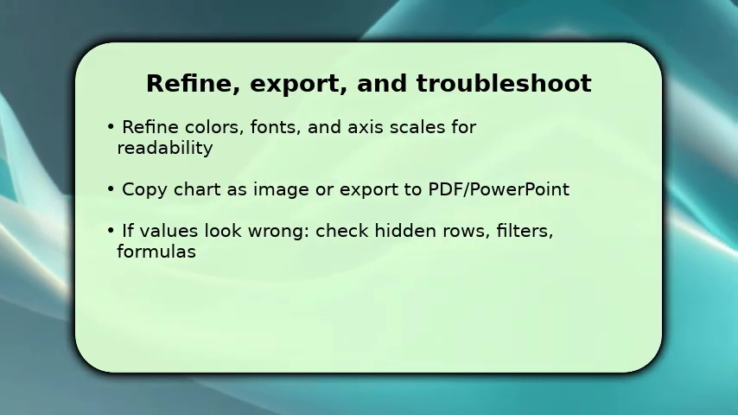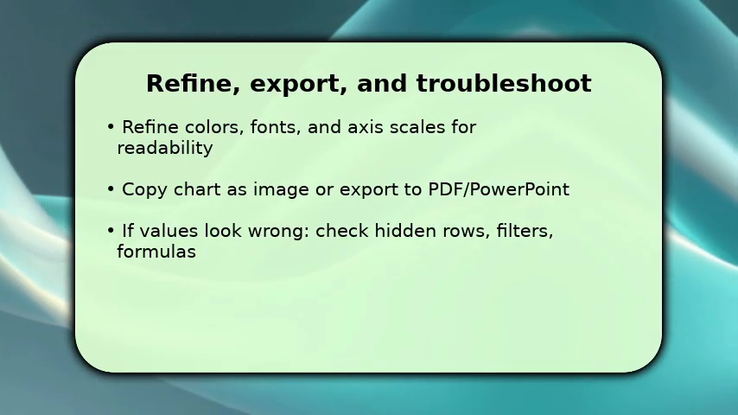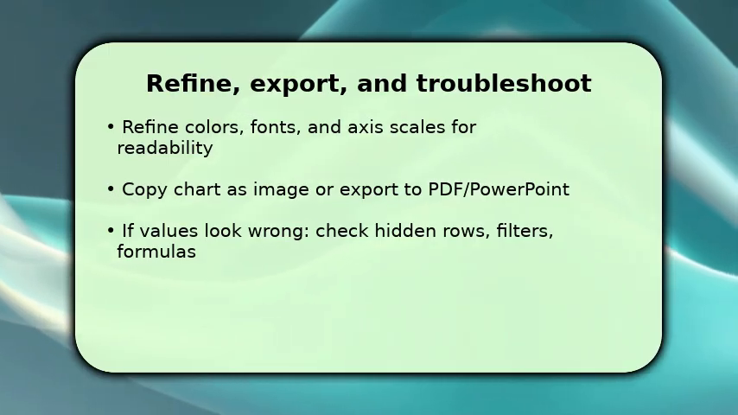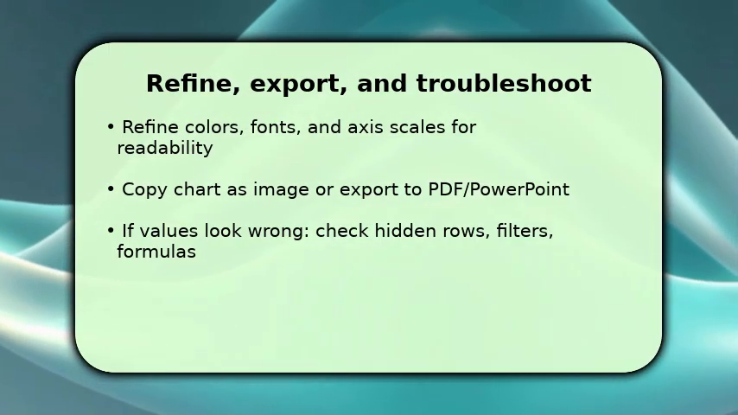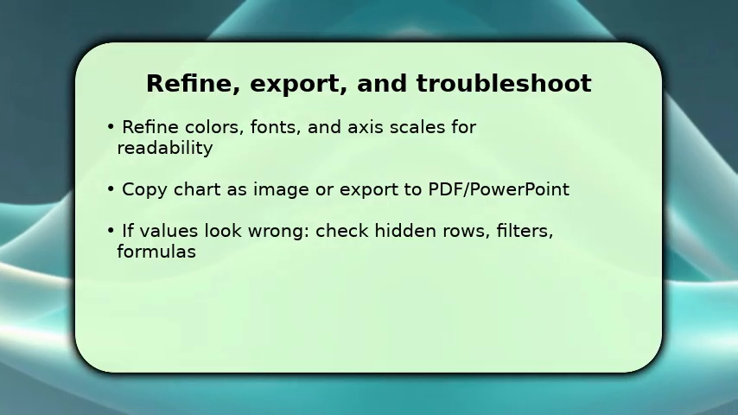If numbers look off, check hidden rows, active filters, or source formulas. These are the usual culprits. If problems persist, recreate the chart from a cleaned copy of the data to isolate the issue quickly.